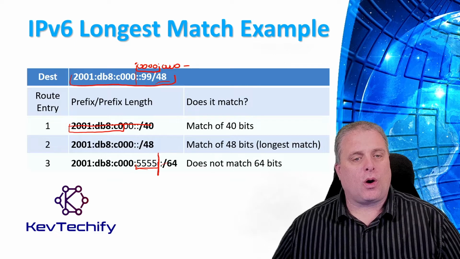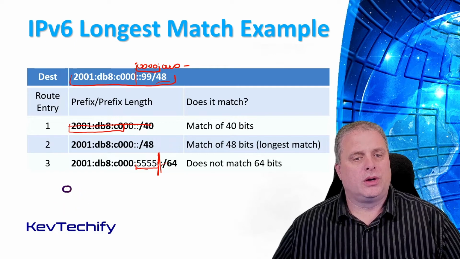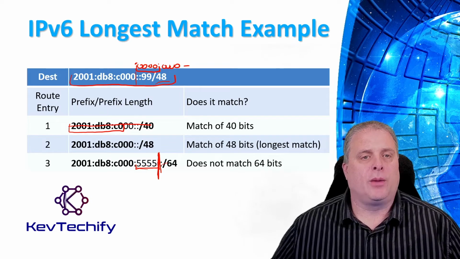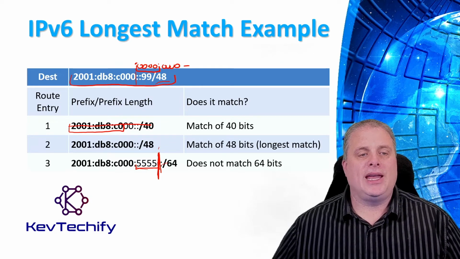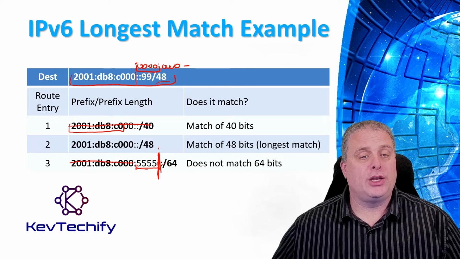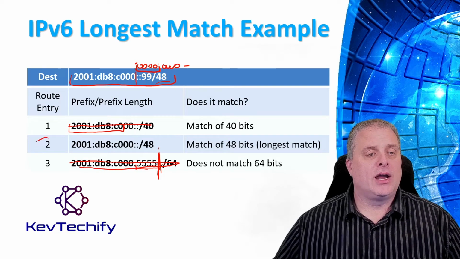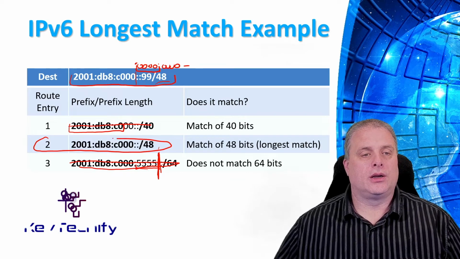The match has to go all the way up through this fourth grouping of hexadecimal numbers. It doesn't match, so this is not a match. We cannot use this routing entry. So the only valid one we have here is the second entry.